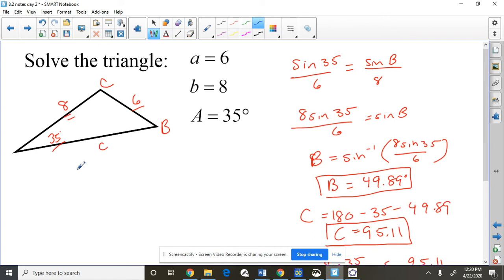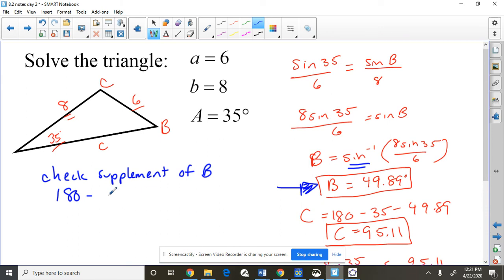Now we need to check the supplement. And the angle we're checking the supplement of is the one that we calculated first. So we're going to find the supplement of angle B. It's the one that you use the inverse sine to find. So we're going to say, okay, if I take 180 minus 49.89, this angle B would be 130.11. So I have 35, 130.11, that adds up to 165.11. That is a possibility.